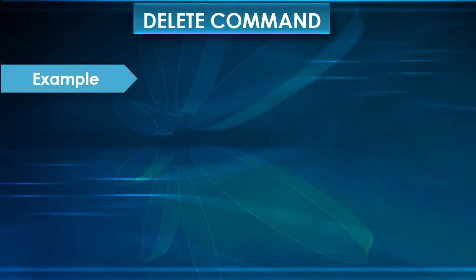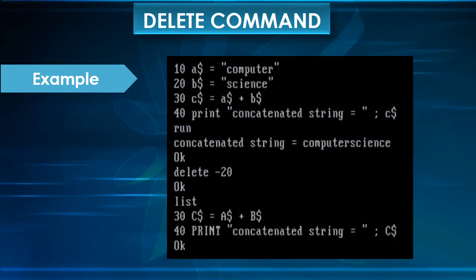Let's see another example of delete command. See the example here, a program with 4 line numbers. I applied a delete command with delete -20 means that it will delete all the line numbers from start till line number 20. It sends an OK message and show me the remaining line numbers when I list it out.